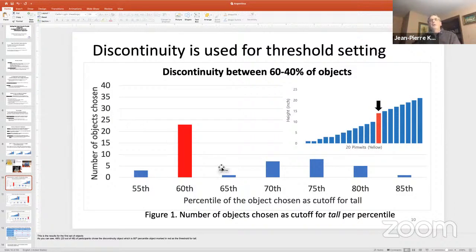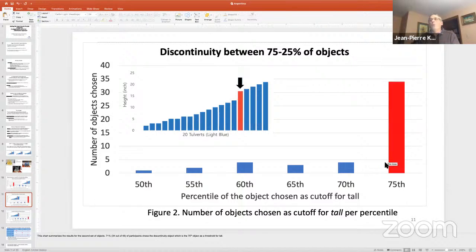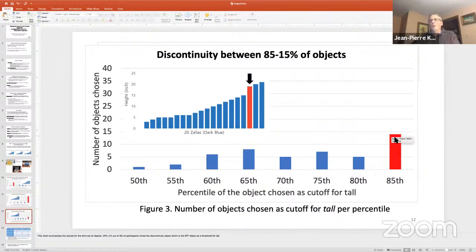So here are the results. When the discontinuity is at the 60th percentile, counting from the bottom, so 40th from the top, there is a reason why we use counting from the bottom. We'll see that later. People choose that object, the discontinuity object, more than any other objects. It's even more when it's 75th percentile, but it's a little bit less when it's 85th percentile, but still people prefer the 85th percentile.